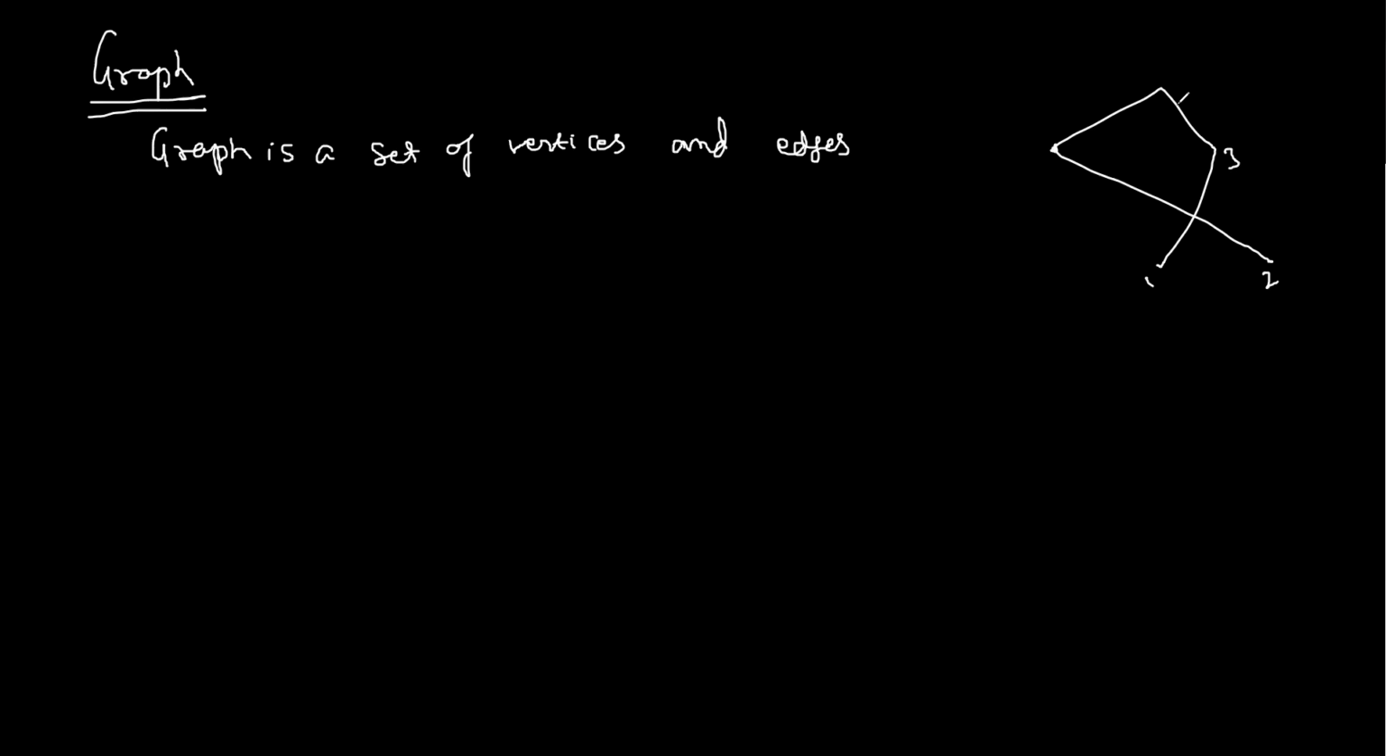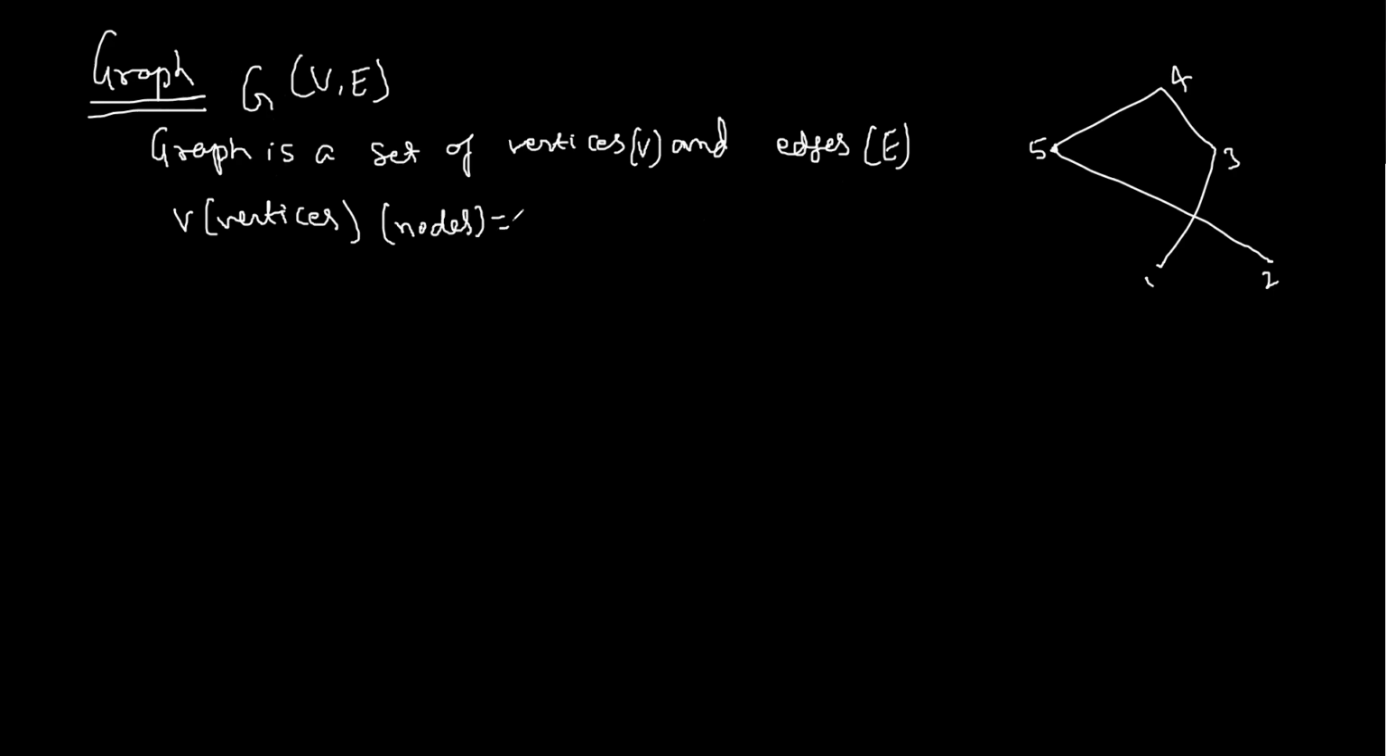1, 2, 3, 4, 5. So graph is represented by G, V, and E. Okay. Where V is vertices and E is edges. So how many vertices are there? Vertices means nodes. You can say nodes, yeah, points. So what are the vertices? 1, 2, 3, 4, 5.